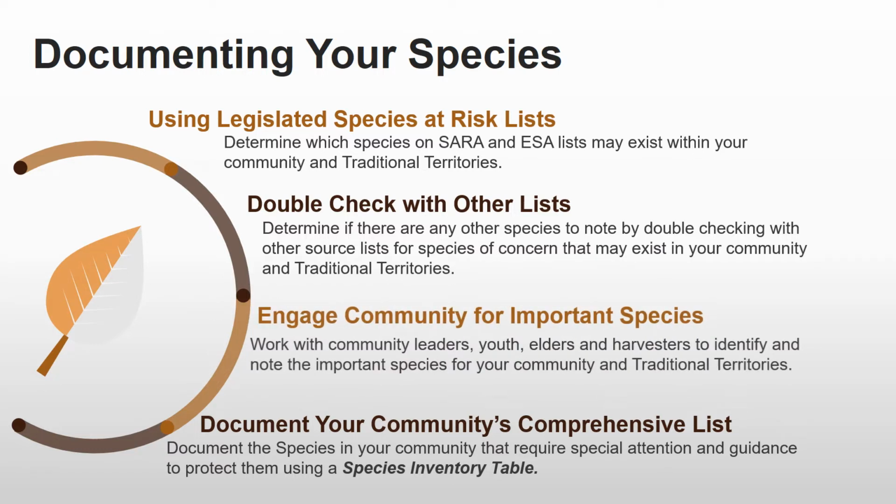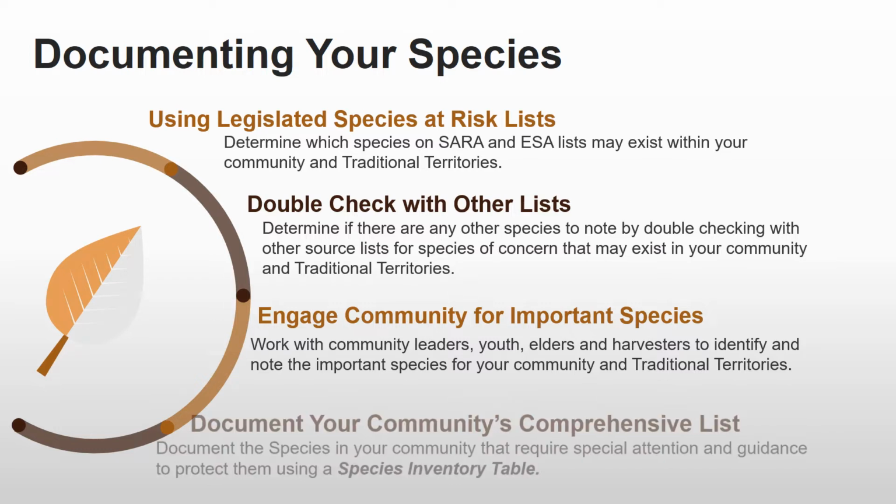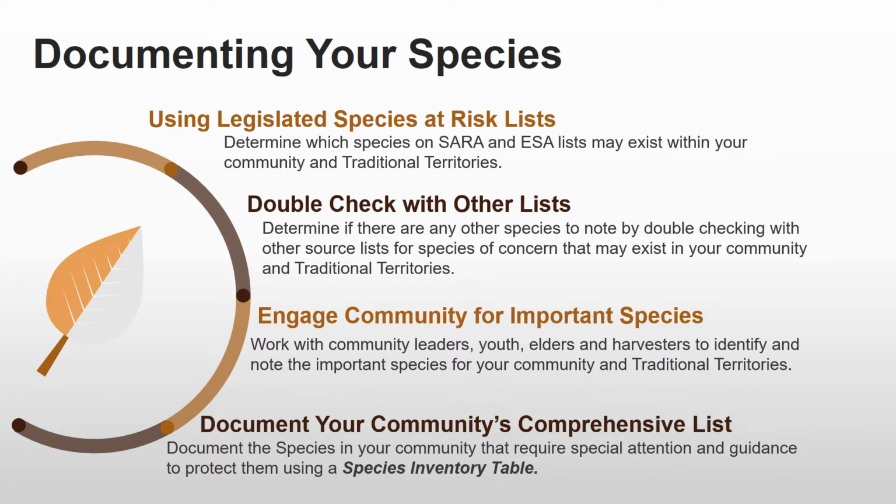Engaging with the community is crucial when determining important community species. Work with community leaders, youth, elders, and harvesters to identify and note the species of concern for your community and traditional territories. Lastly, document your community's comprehensive list. Document the species in your community that require special attention and guidance to protect them using a species inventory table.